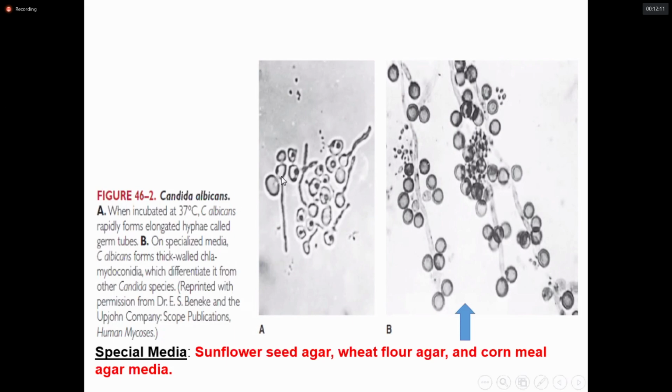Germ tube is another characteristic. If I ask you, what is the best test to know whether this is Candida albicans or not, species albicans, you will say to me, germ tube. Plus what? Plus chlamydoconidia.